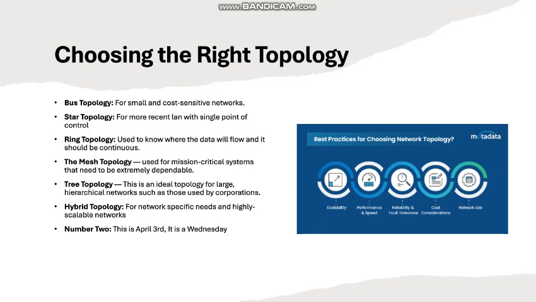First one is bus topology, for small and cost-sensitive networks. Second one is star topology, for more recent LANs with a single point of control. Third one is ring topology, used for nodes where the data flow should be continuous. Fourth one is mesh topology, used for mission-critical systems that need to be extremely dependable. Tree topology is ideal for large hierarchical networks such as those used by corporations. Hybrid topology is for specific needs and highly scalable networks.